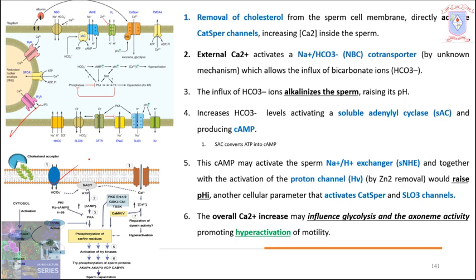And let's begin. In the last slide, I mentioned that cholesterol is removed from the plasma membrane of the sperm, isn't it? As a result of the cholesterol efflux from the plasma membrane, the repositioning of the zona pellucida binding receptors to the head region of the sperm is facilitated, and along with that, some other changes happen to the sperm that we are going to discuss. So the removal of the cholesterol from the sperm cell membrane directly activates a channel named CatSper.